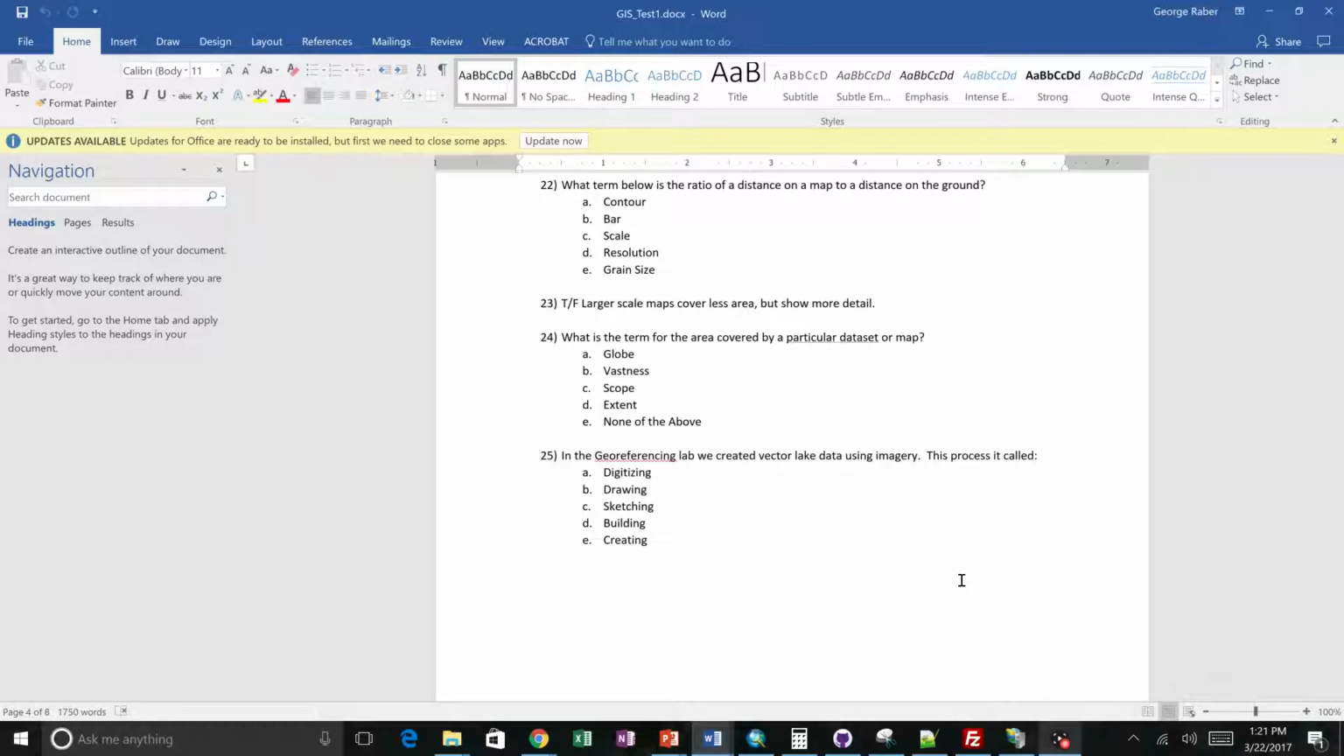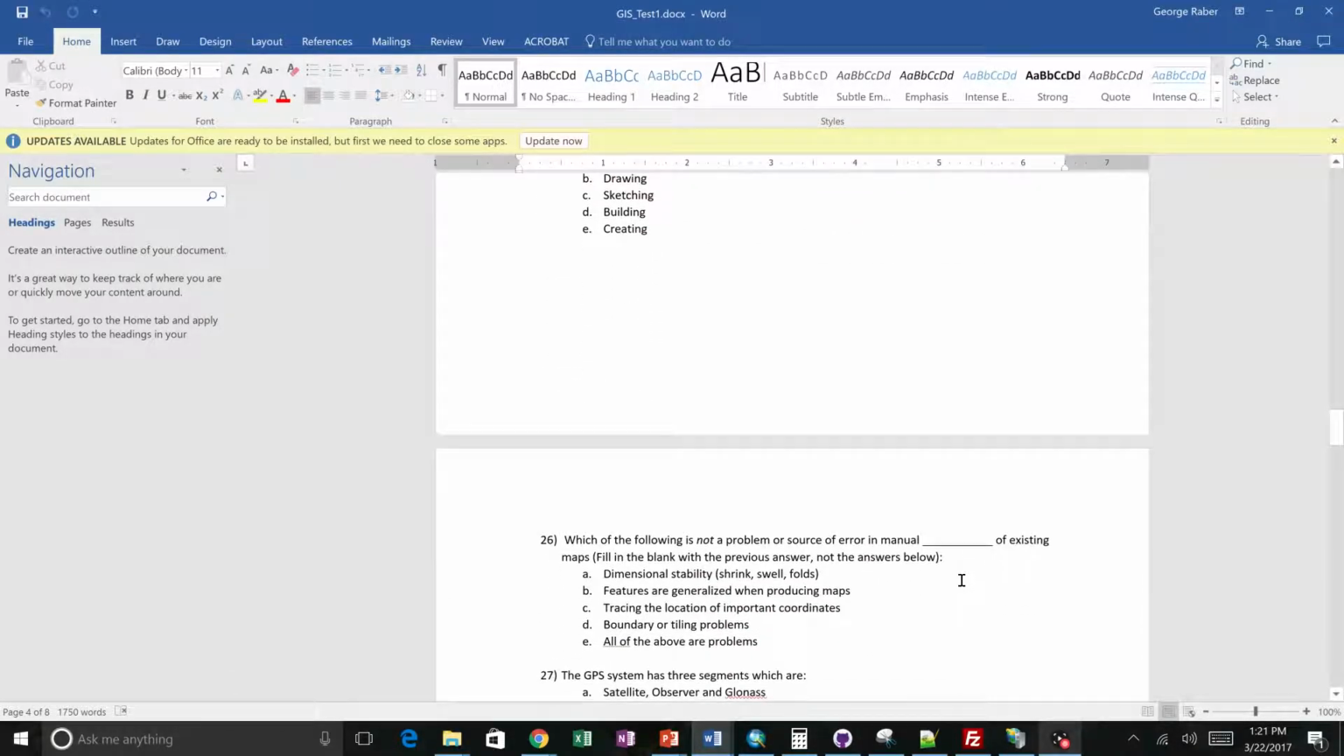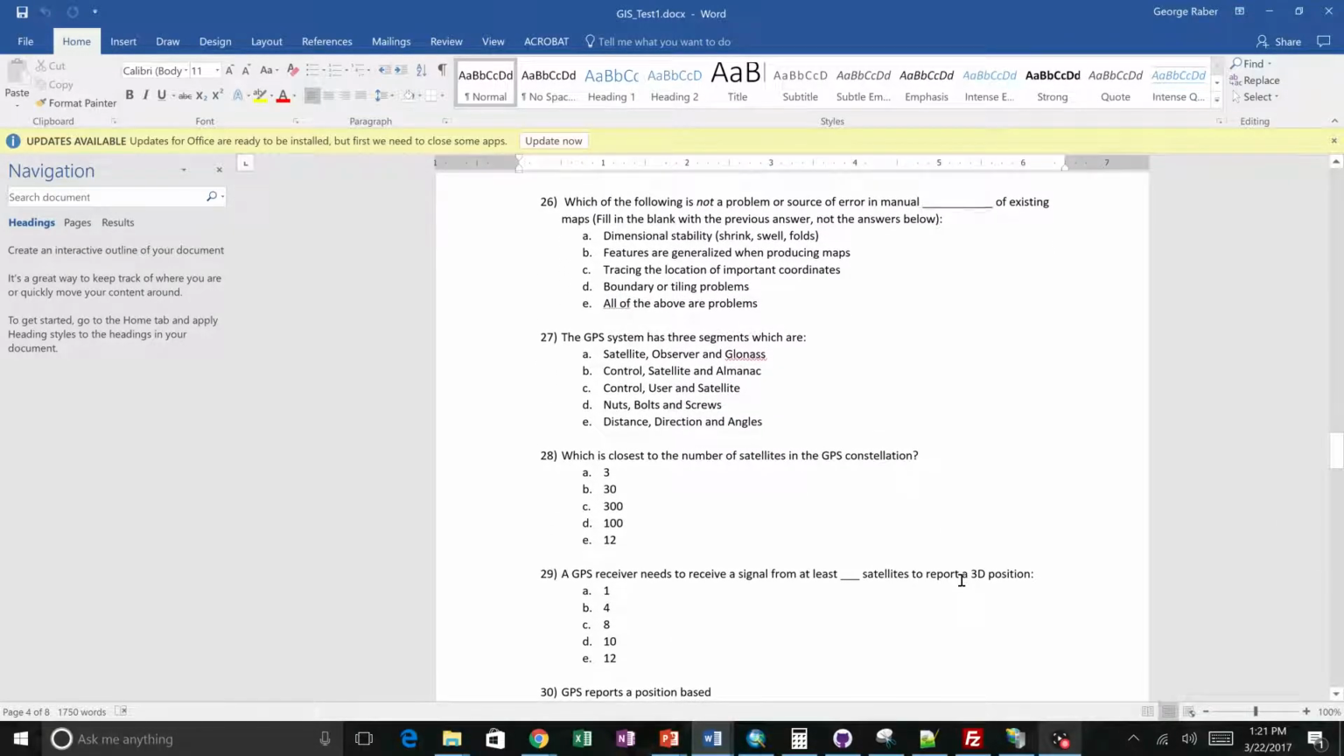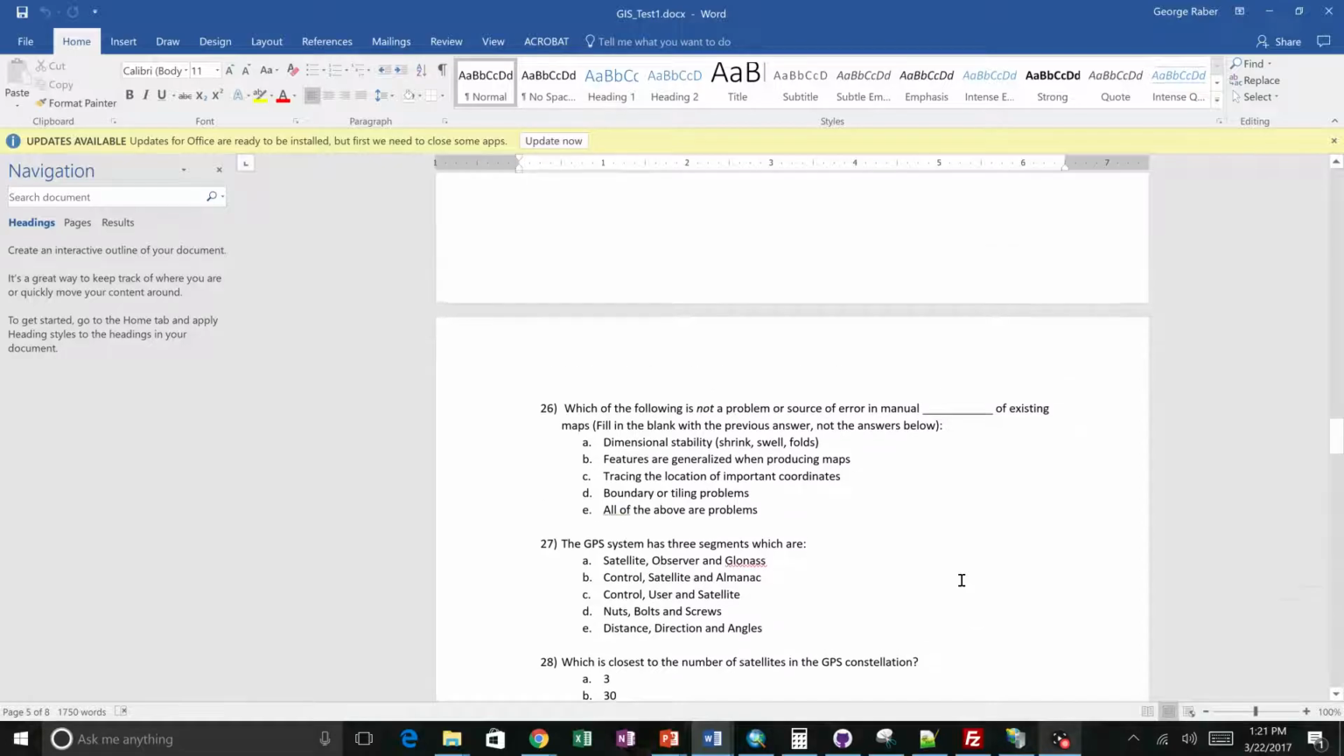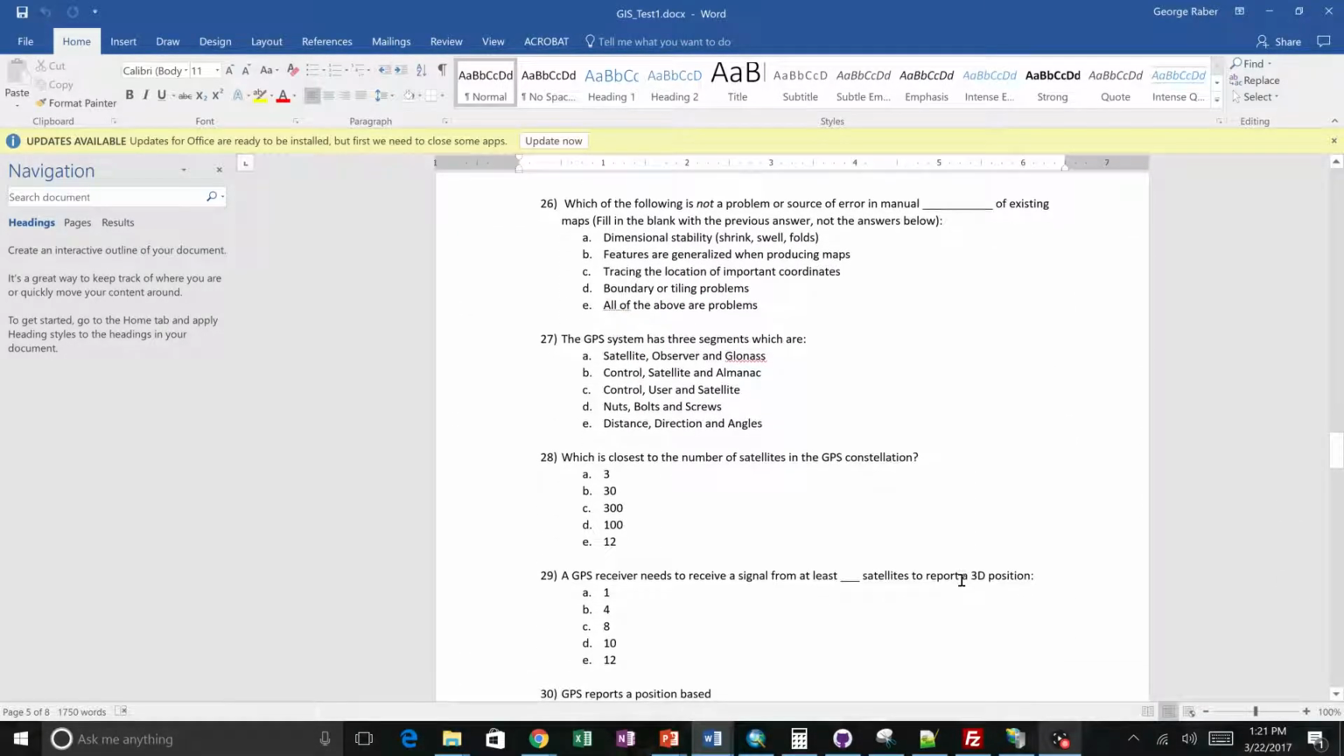In the georeferencing lab, we created vector lake data using imagery. That's one of the labs we did at the first part of the course. Remember, we drew the lake polygons. That process is called digitizing, which is A. Which of the following is not a problem or a source of error in manual digitizing? The right thing to put there was the answer from the previous question, existing maps. So this was taken from the lecture notes, which was taken from the book. So I have choices there.